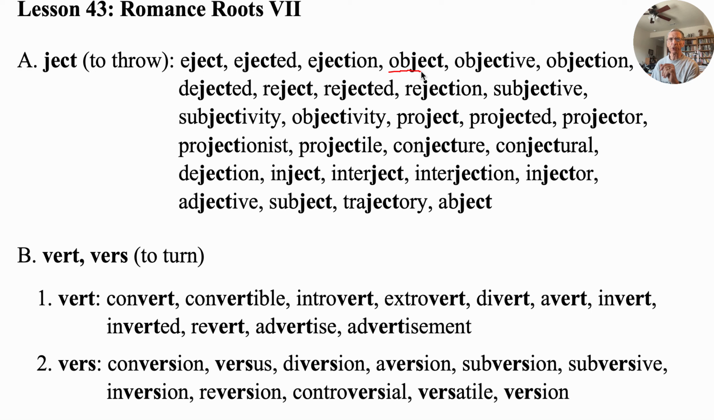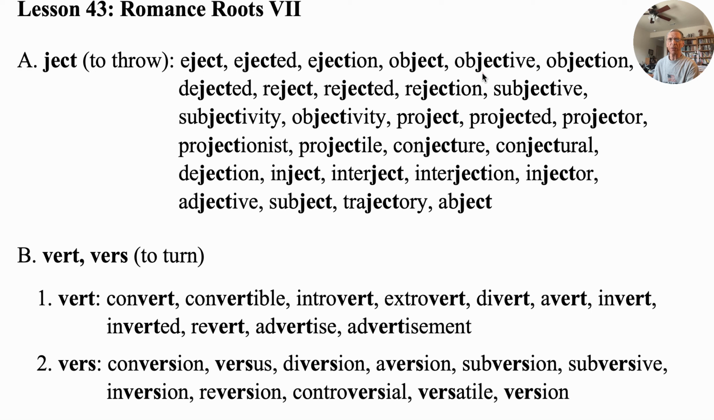Next we have object. As a verb, it can be object, like I object, I don't agree. I have an objection, which we have right here, the noun form, objection. But also it can be an object, like this book right here is an object. So anything material can be an object.